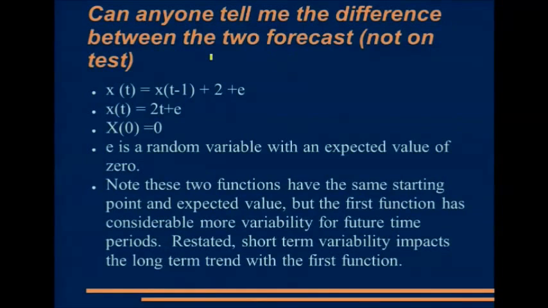When you get to time series, and this is well beyond the course, there is a concept of whether or not short-term events have a long-term impact, okay? x of t equals x of t minus 1 plus 2 plus error, versus x of t equals 2t plus error. These functions have the exact same mean, right? Because the expected value is always add 2.